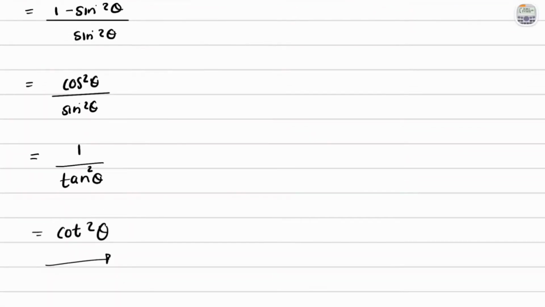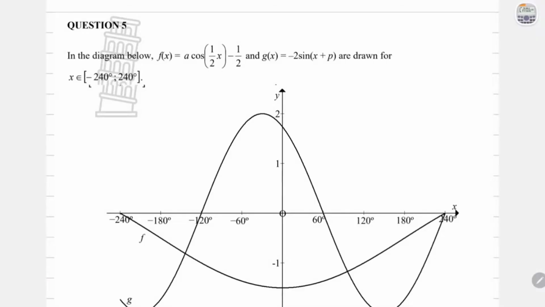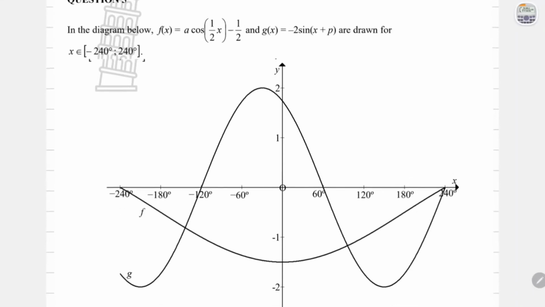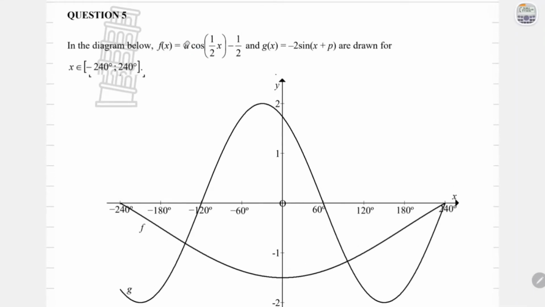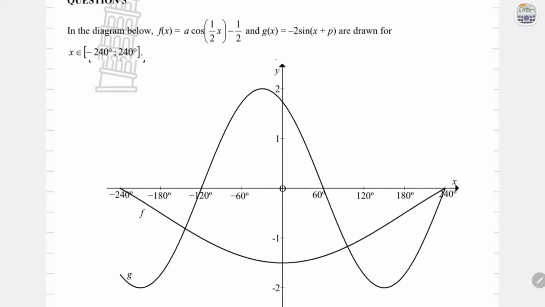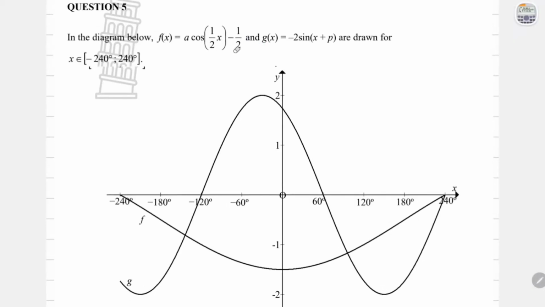And then we finally move on to question 5. Okay, so now we're on question 5, and question 5 says, in the diagram below, f of x is equal to a cos of a half x minus a half. Okay, so that graph, it's a cos graph, but we have a, meaning there's some sort of amplitude being put there. It could be positive, it could be negative, but we'll see what exactly it is based on the way the graph looks. And we also have minus a half.